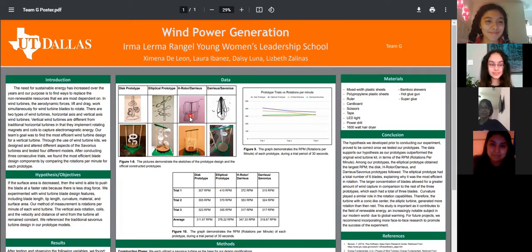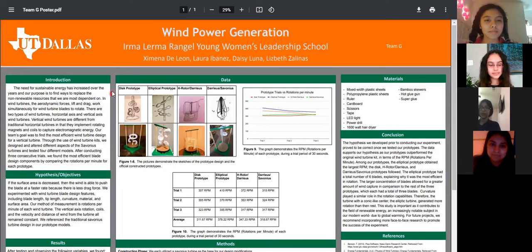So our purpose was to find ways to replace the non-renewable resources that we are most dependent on, and one way was through wind turbines. There are two types of wind turbines, horizontal axis and vertical axis wind turbines. Vertical wind turbines are different from horizontal ones in that they implement rotating magnets and coils to capture energy. Our team's goal was to find the most efficient wind turbine design for a vertical one.